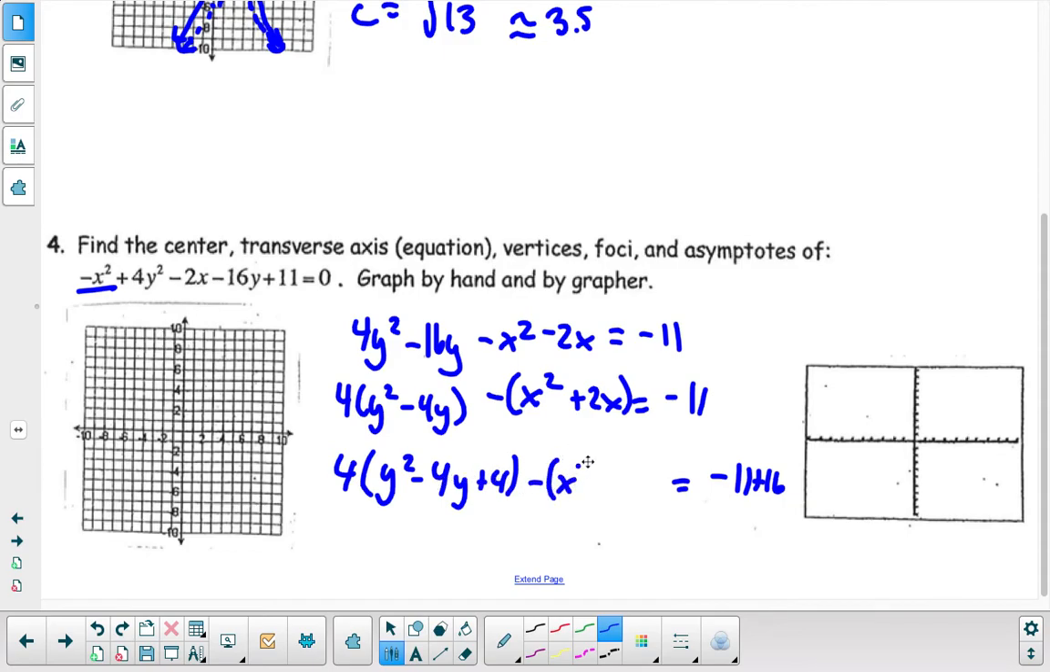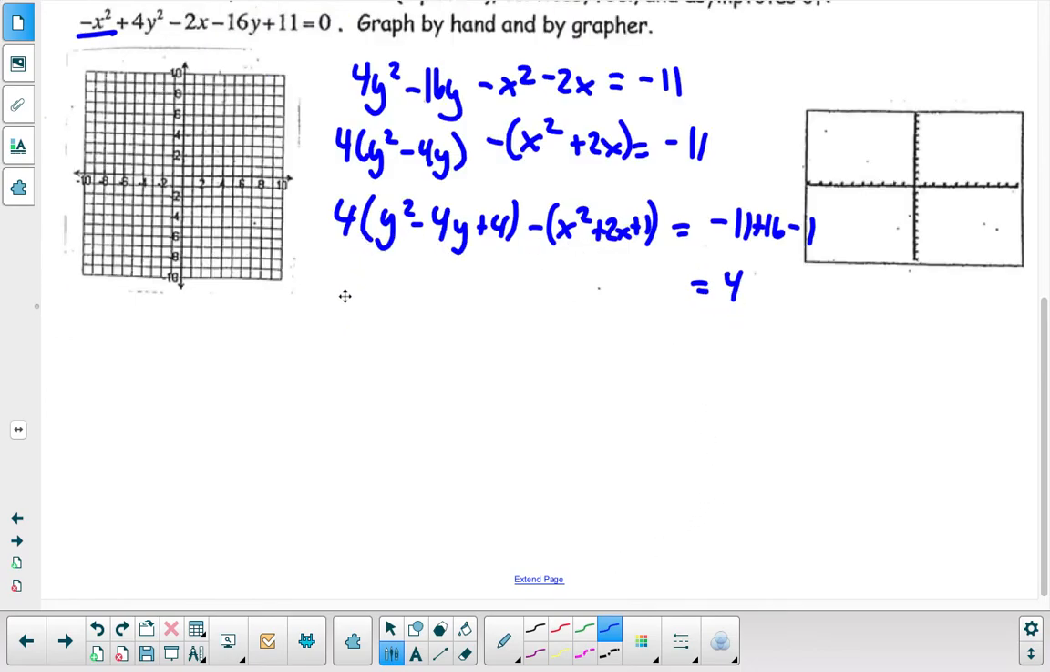Over here, half of 2 is 1. 1 squared is 1. So we're going to add 1 inside of the parentheses, but we're not really adding here. We're subtracting a positive 1. So we're going to subtract 1 and then simplify this over here. Negative 11 minus 1 is negative 12 plus 16. We have 4 on the right-hand side. Over here we have 4 times (y minus 2) squared minus (x plus 1) squared, and it equals 4.